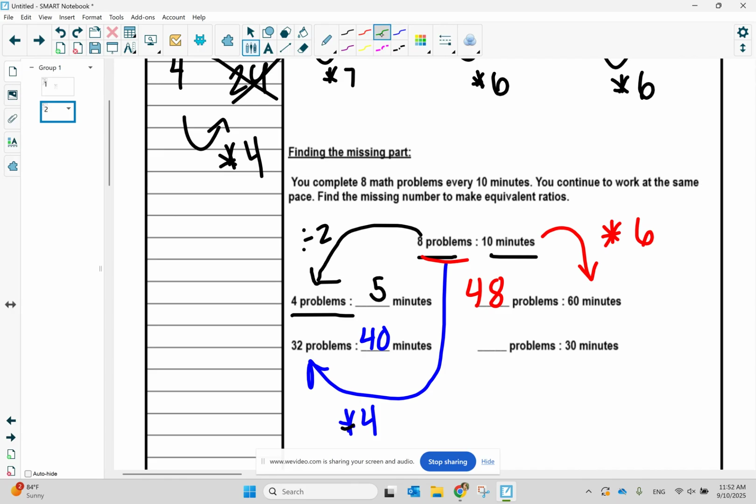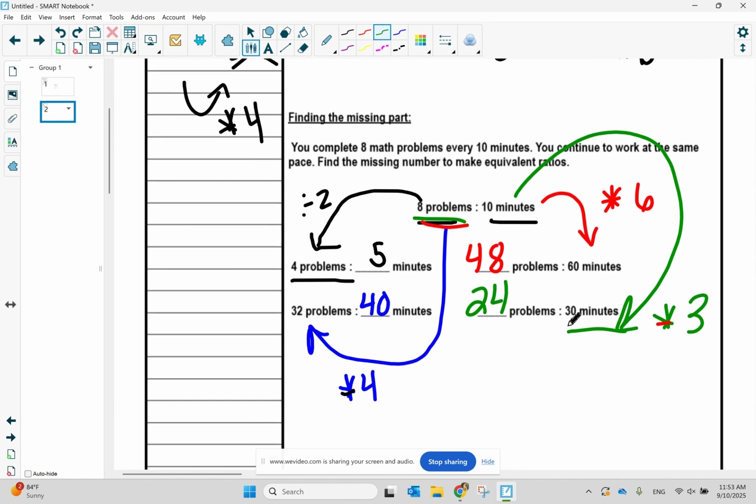Okay. Now I'm trying to go to 30 minutes. So if I'm going from 10 to 30 minutes, I would have to do times 3. So then I'd have to do 8 times 3 to get an equivalent ratio, and that would be 24. Okay. And that's how you find equivalent ratios. That's it.